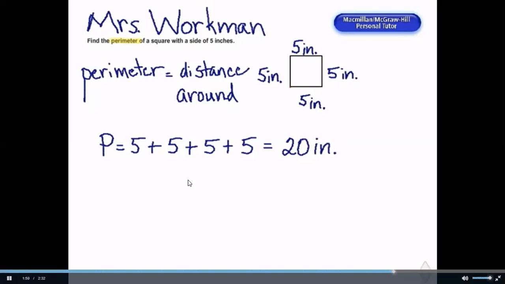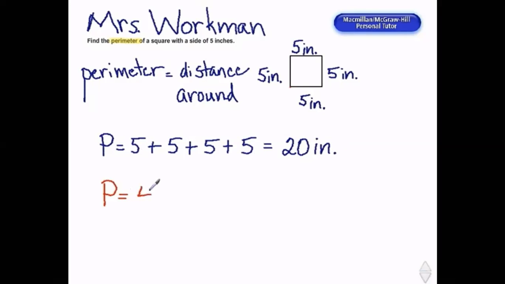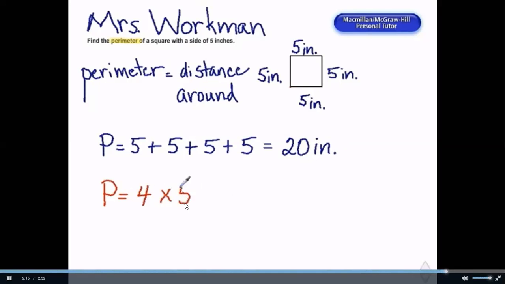Here's another way to look at the problem. Since a square has 4 sides, all equal in length, instead of adding 4 fives together, we can multiply 4 times 5 inches. As you see, the second way, I can use a formula for the perimeter of a square, which is 4 times s. Why 4? Because the square has 4 sides, all the same length.